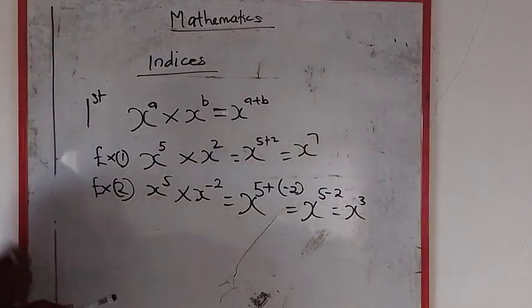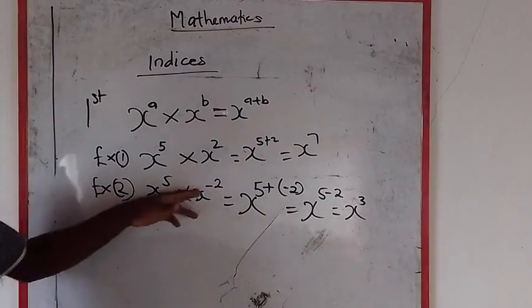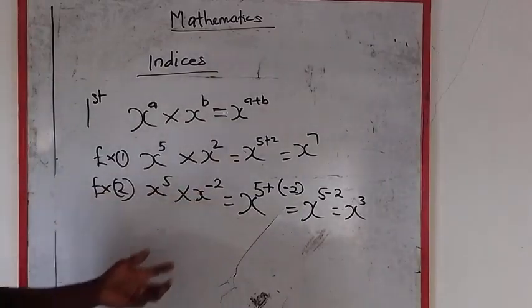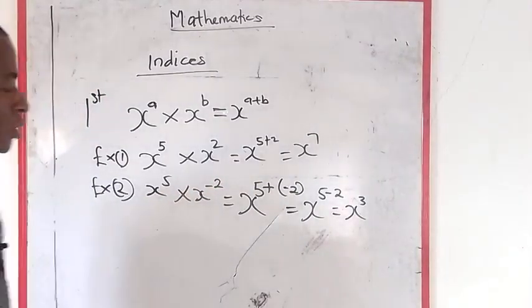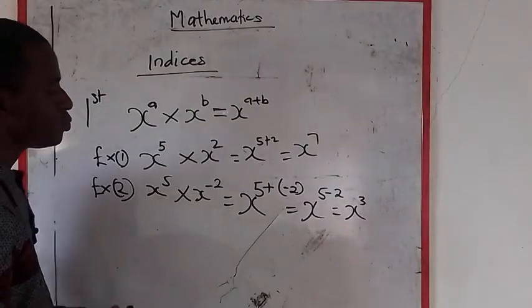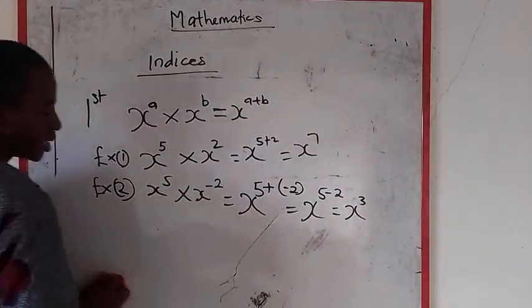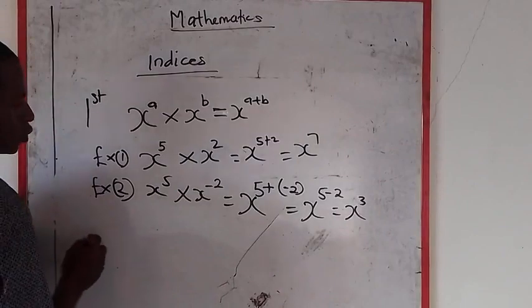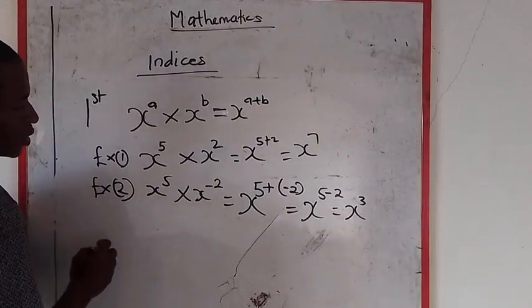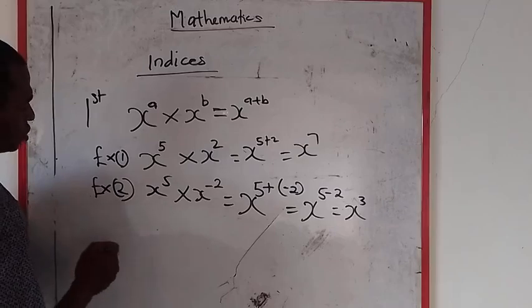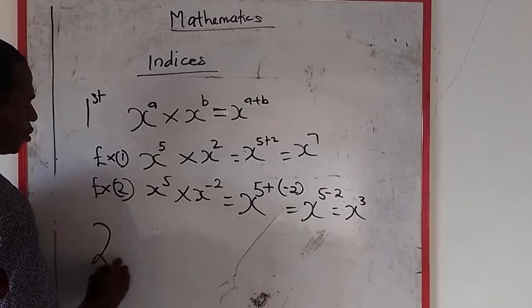Applying the law, don't mind whatever you are seeing there, like you can see this one is having a minus sign. You don't jump into the minus sign like that, because you have to obey the principle that guides that law. Then let me talk about the second law of indices.